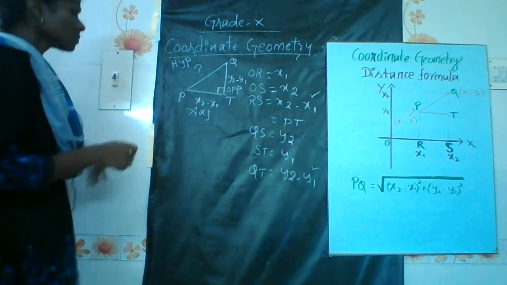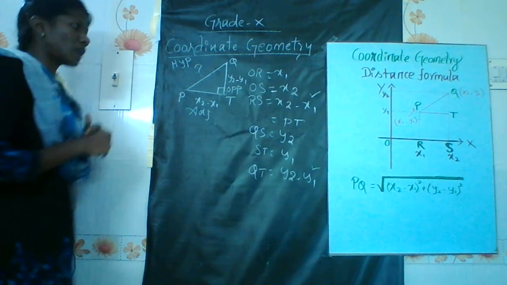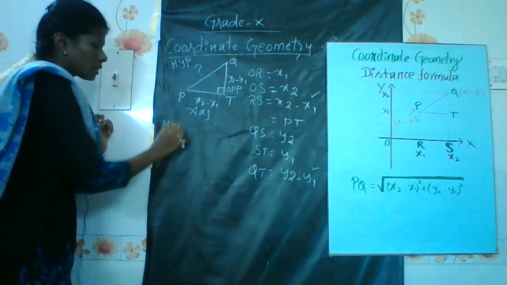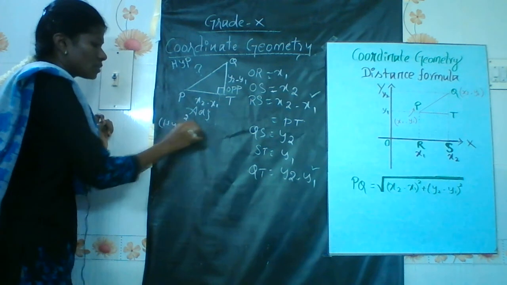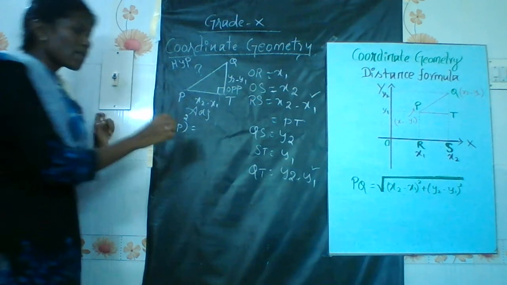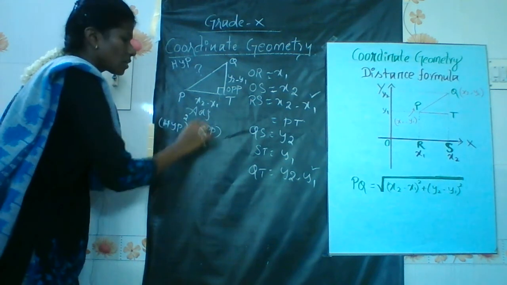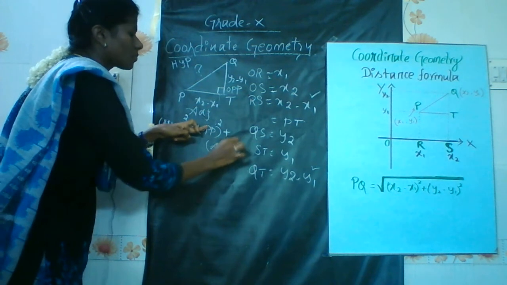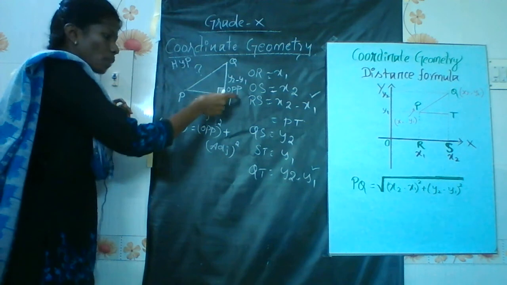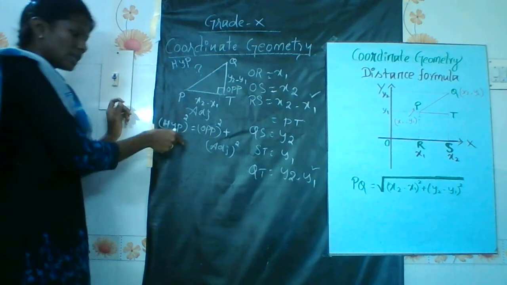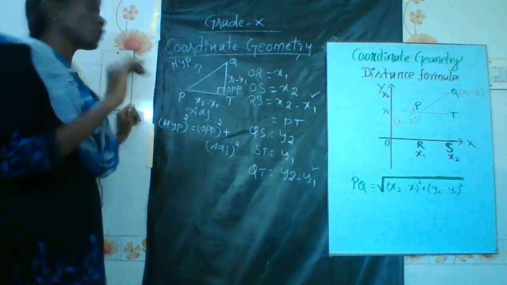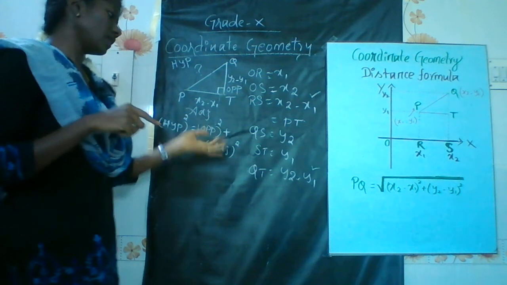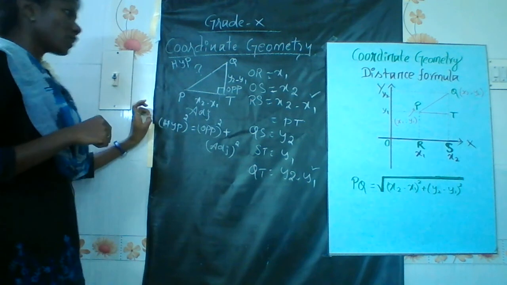Okay. The Pythagoras theorem rule is that the hypotenuse square is equal to the sum of the opposite square and the adjacent square. When you are adding these two parts after squaring, that will be equivalent to this part. That is the Pythagoras theorem rule. Okay. Hypotenuse square we have to find.